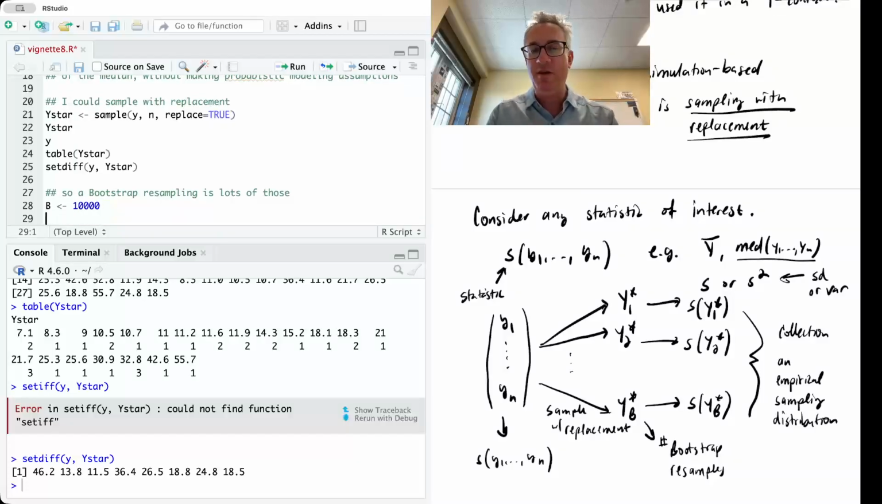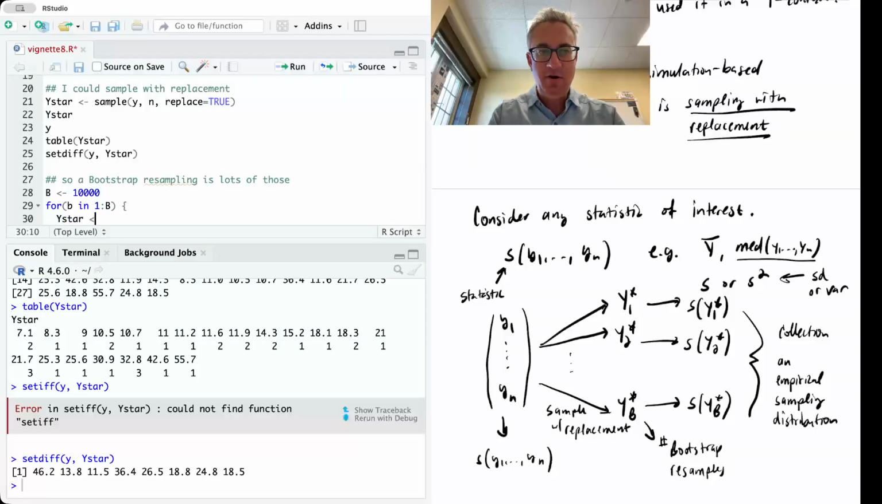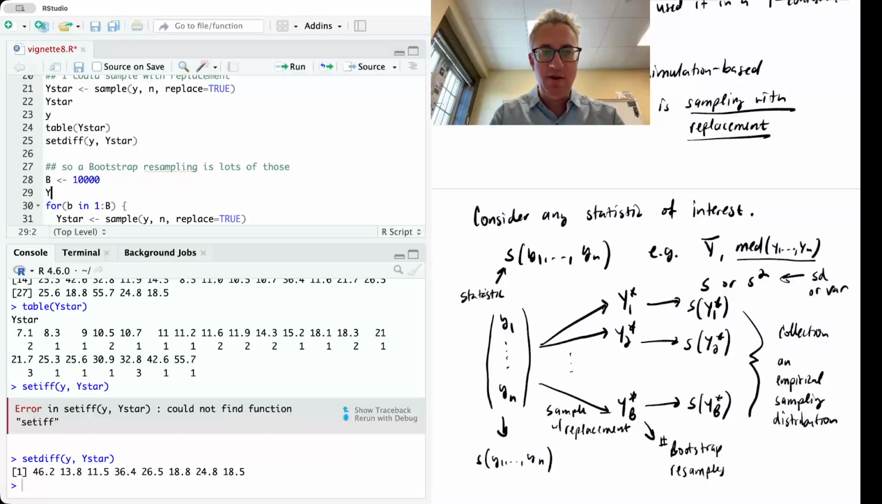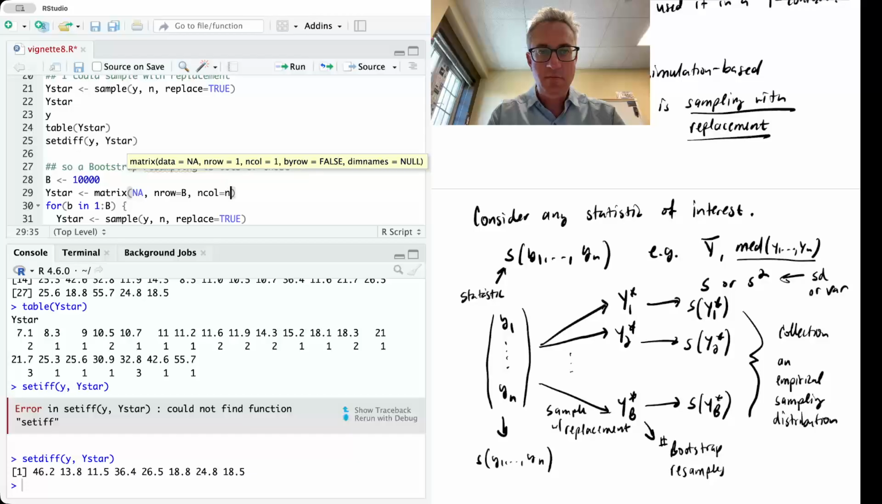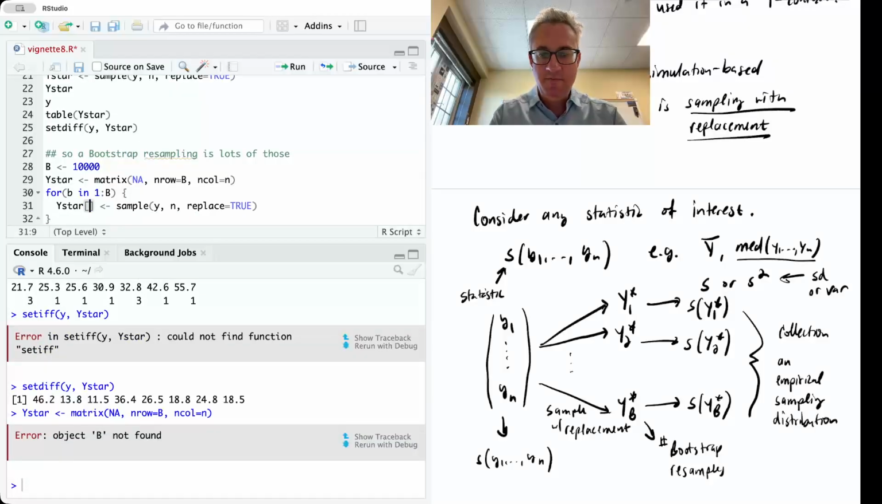I'm going to call the number of them capital B to remind myself that I'm doing a Bootstrap, but this plays the same role as capital N does in our simulations from earlier in the book. For b in 1 to B, y star is sample y and replace equals true. And then I better save all those. So I need to make a big matrix to be able to store all of these samples.